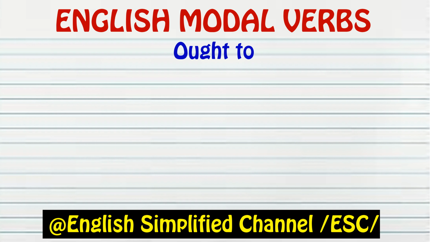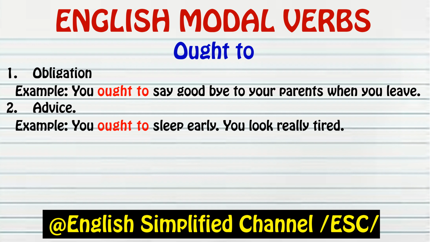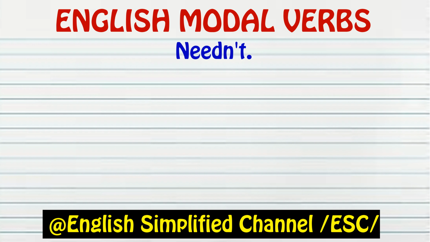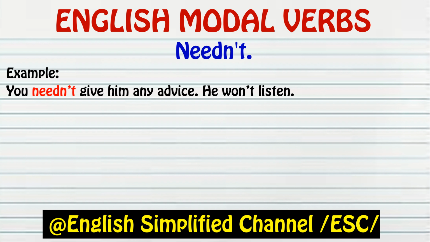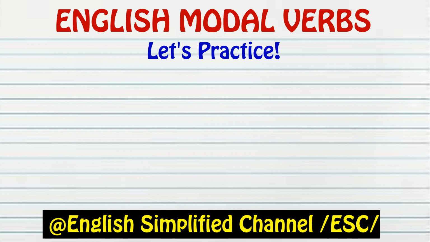Ought to. This modal expresses 1. Obligation. Example, you ought to say goodbye to your parents when you leave. 2. Advice. Example, you ought to sleep early. You look really tired. Needn't. This is used to talk about something not necessary. You needn't give him any advice. He won't listen. Alright, now try to answer these questions.